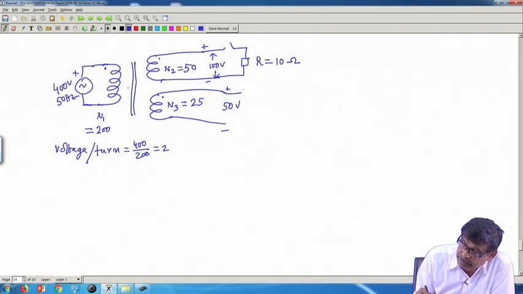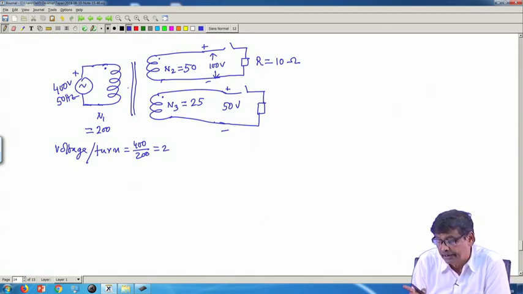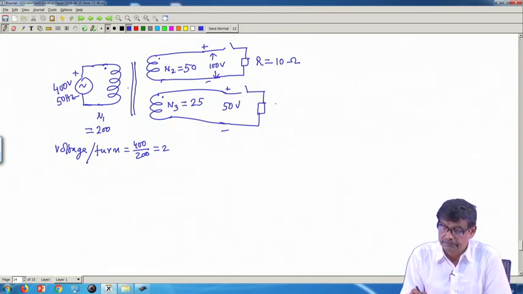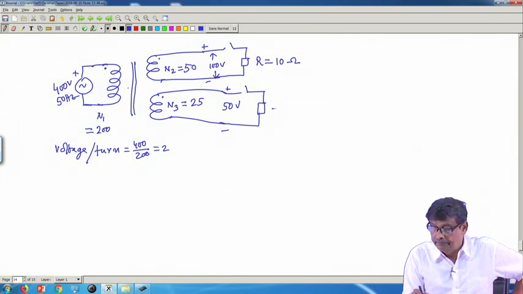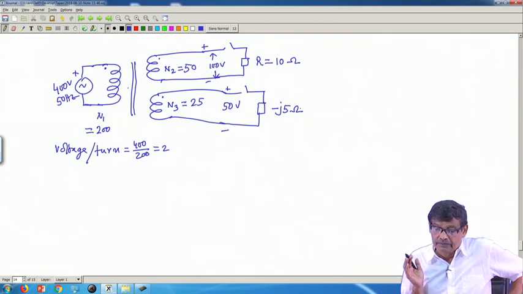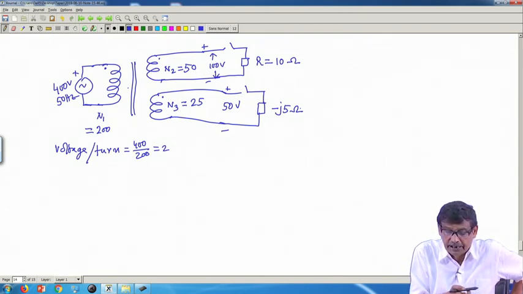And also I have a switch here, and here I will connect a 50 by 5, a capacitive load, minus j 5 ohm. I have planned to connect these two loads. So, my problem is to find out the currents in all the windings.